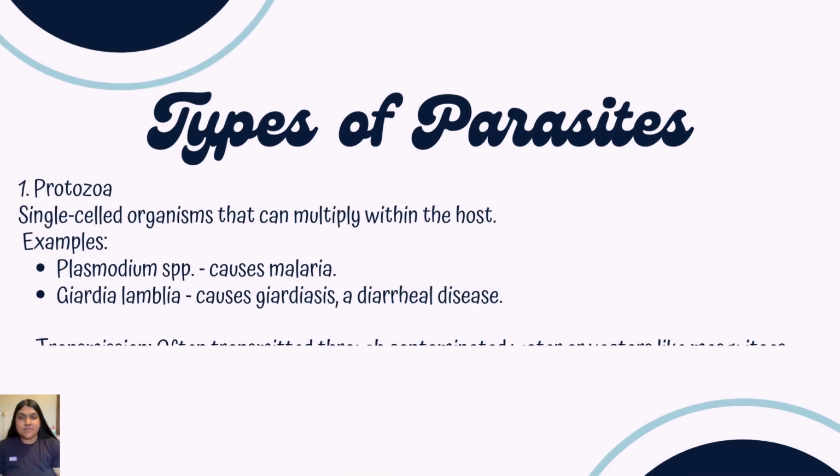Moving on to the types of parasites, there are three types of parasites. Firstly, protozoa. Protozoa are single-celled organisms that can multiply within the host. For example, Plasmodium species, which can cause malaria. The transmission mode for this parasite could be contaminated water or through vectors like mosquitoes.